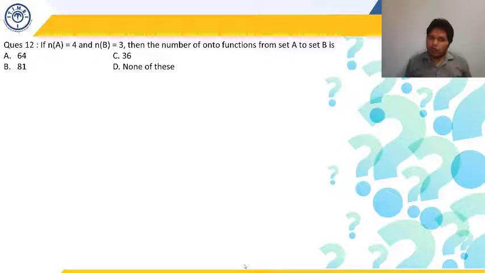So let's move on to the next question. Question number 12 of your handout. Just read this question once, then I'll be solving it for you after 30 seconds.